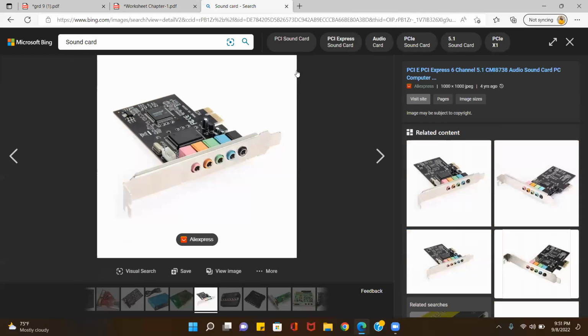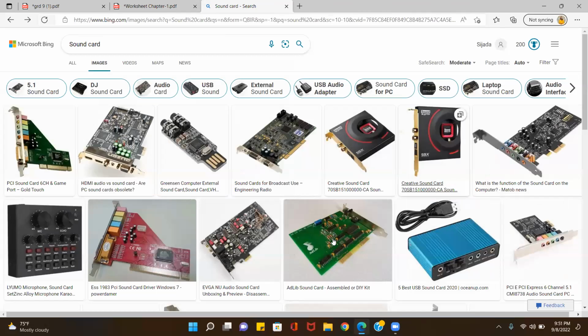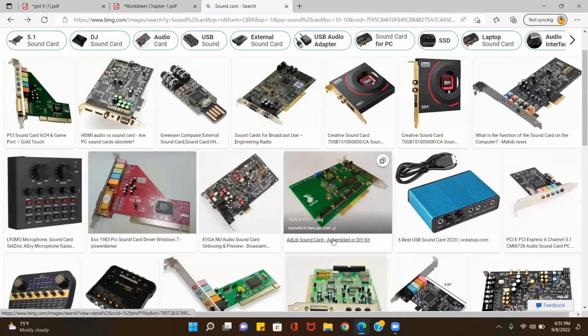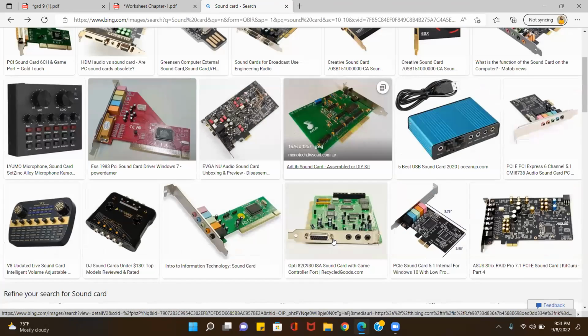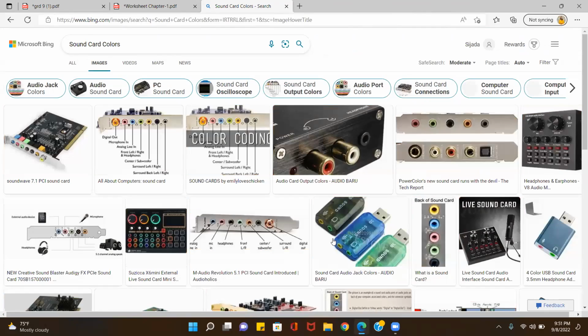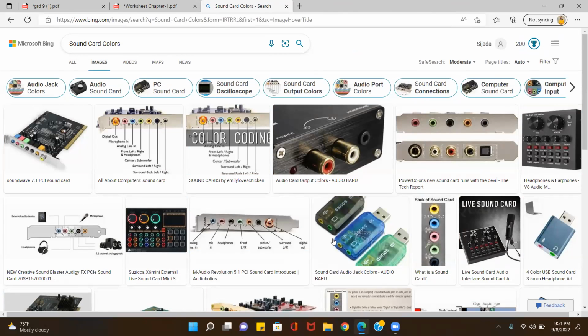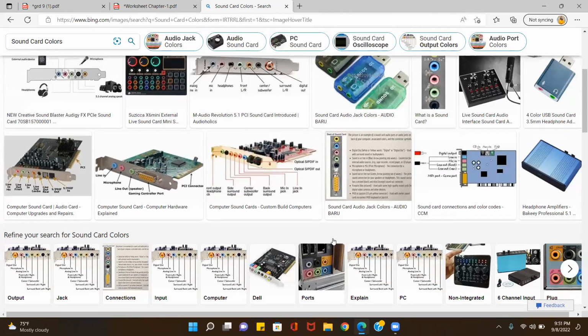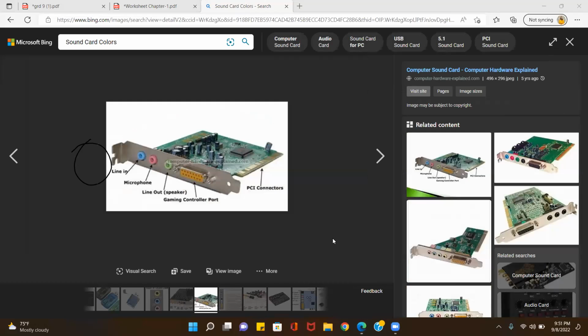Sometimes, not mostly in TVs, but when you take your system unit, you might have seen these colored holes: pink color, green color, blue color, different colors of holes. Now in my computer, I have only green and pink. I don't have blue color. Here, this is the one, here you have blue color, pink color, green color.